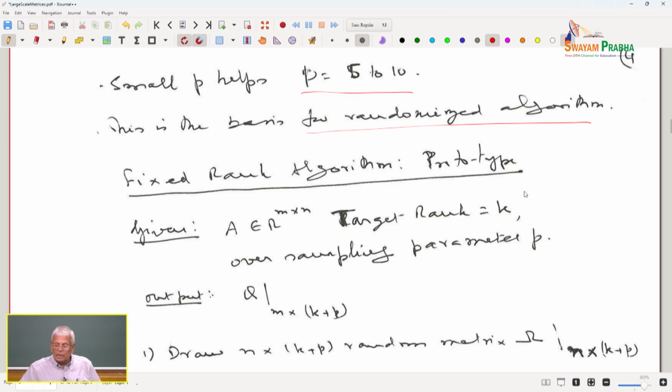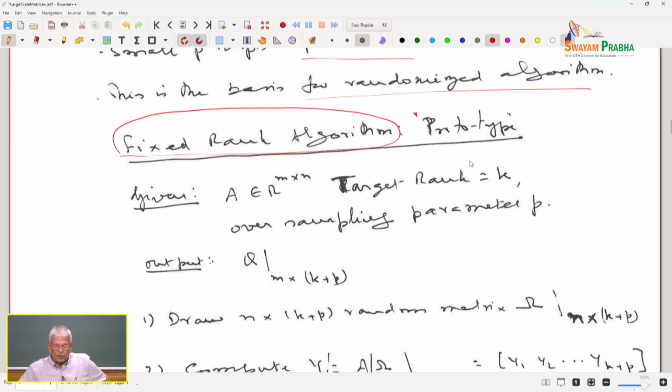Now, I am going to describe a prototype algorithm. A prototype algorithm is the basic idea. So, I am now going to talk about a randomized algorithm for obtaining a fixed rank approximation. So, let A be an m by n matrix, let k be a target rank, let p be an oversampling parameter, which is a small integer between 5 and 10.